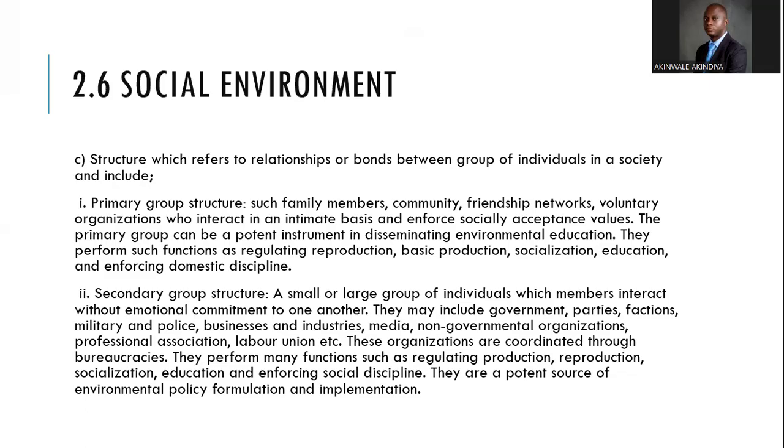So they are a potent source of environmental policy formulation and implementation. So secondary group structure, government, for example, can come up with policies on how best to interact with the environment. Primary group structure too is good. You can reach out to them so that we can start teaching these things from home, from friendship networks, that people need to be environmentally conscious. So the primary group structure has a role in encouraging the culture of environmental sustainability. The secondary group structure also has a role in enacting and enforcing environmental policies.